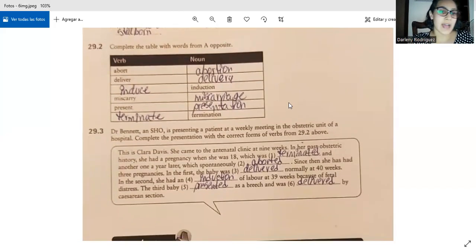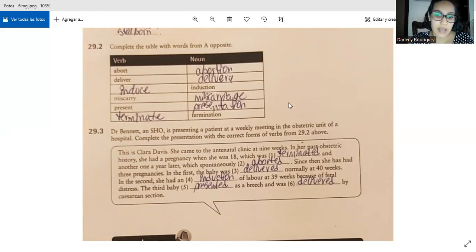Dr. Bennett and Shaw is presenting a patient at a weekly meeting in the obstetric unit of a hospital. Complete the presentation with the correct form. This is Clara Davis. She came to the antenatal clinic at 9 weeks. In her past obstetric history, she had a pregnancy when she was 18, which was terminated, and another 1 year later, which spontaneously aborted.